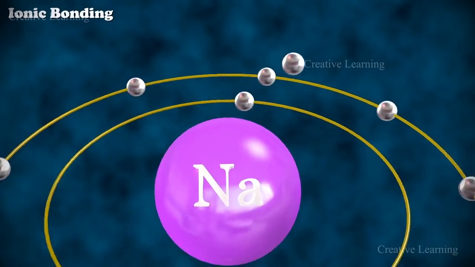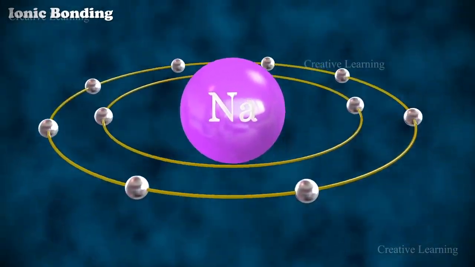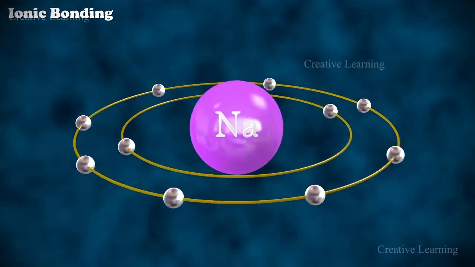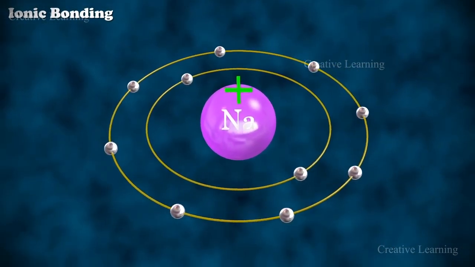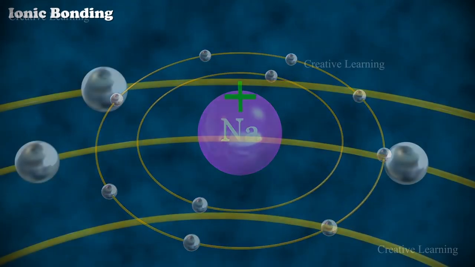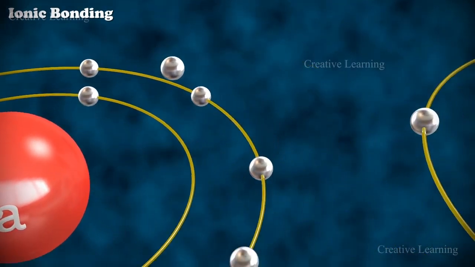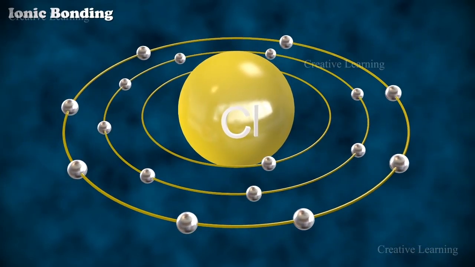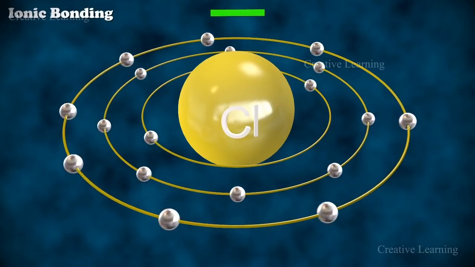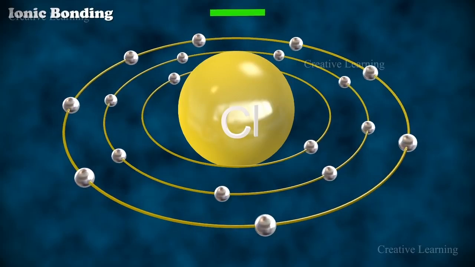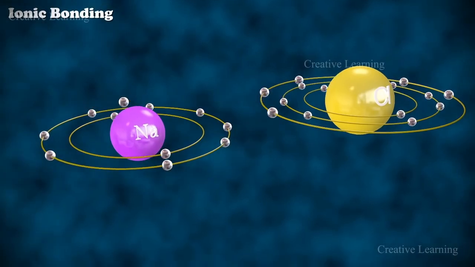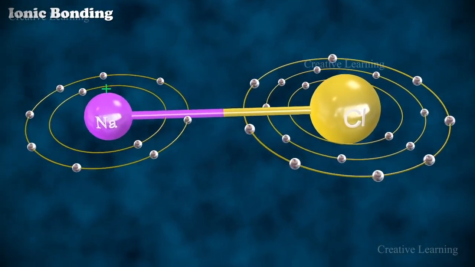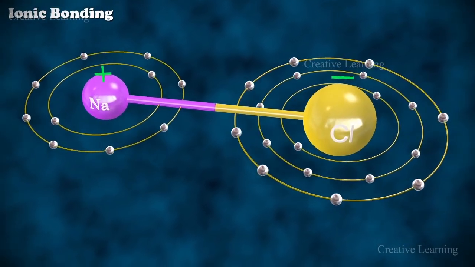Thus, the sodium atom donates its valence electron to achieve stable octet configuration. This creates a positively charged cation due to the loss of electron. The chlorine atom receives one electron to achieve its stable octet configuration. This creates a negatively charged anion due to the addition of one electron. The sodium ions and chloride ions are held together by their strong electrostatic attractions between the positive and negative charges.